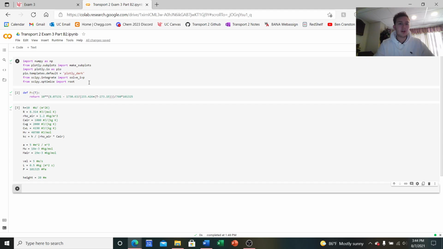SciPy integrate, solve_ivp, that just pretty much solves the initial value problems from the SciPy integrate library. And pretty much the same thing for the next one, SciPy optimize. From the SciPy optimize library, we're importing root, which is pretty much just a root solver that we're going to have to use for when we want to converge the air feeds of the two.